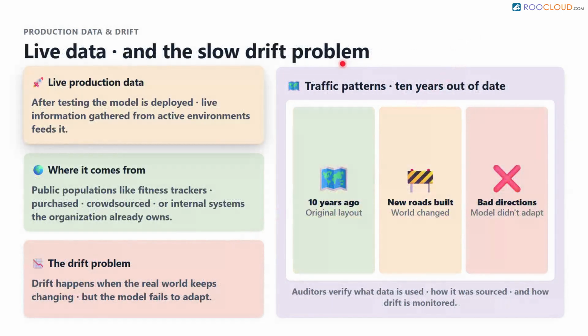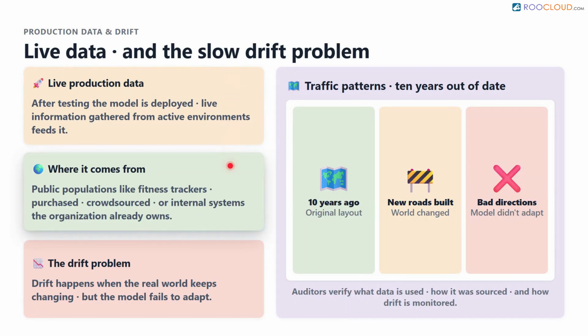After rigorous testing, the model is deployed into the real world, where it relies on production data to succeed. This is live information gathered from active environments. It might be sourced from a public population, like fitness tracker statistics, or it could be purchased, crowdsourced, or collected internally from systems the organization already owns.